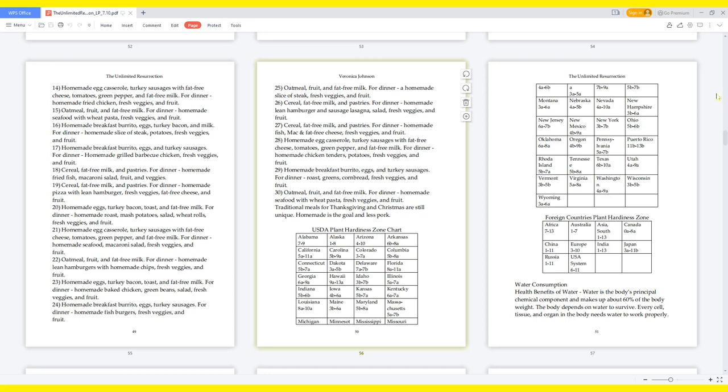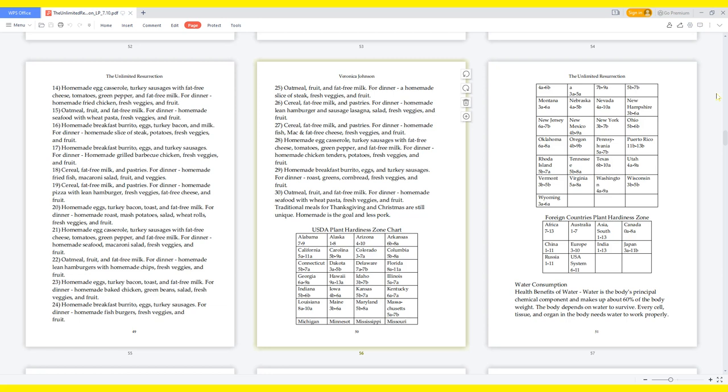28, homemade egg casserole, turkey sausages with fat-free cheese, tomatoes, green pepper, and fat-free milk. For dinner, homemade chicken tenders, potatoes, fresh veggies, and fruit. 29, homemade breakfast burrito, eggs, and turkey sausages. For dinner, roast, greens, cornbread, fresh veggies, and fruit.